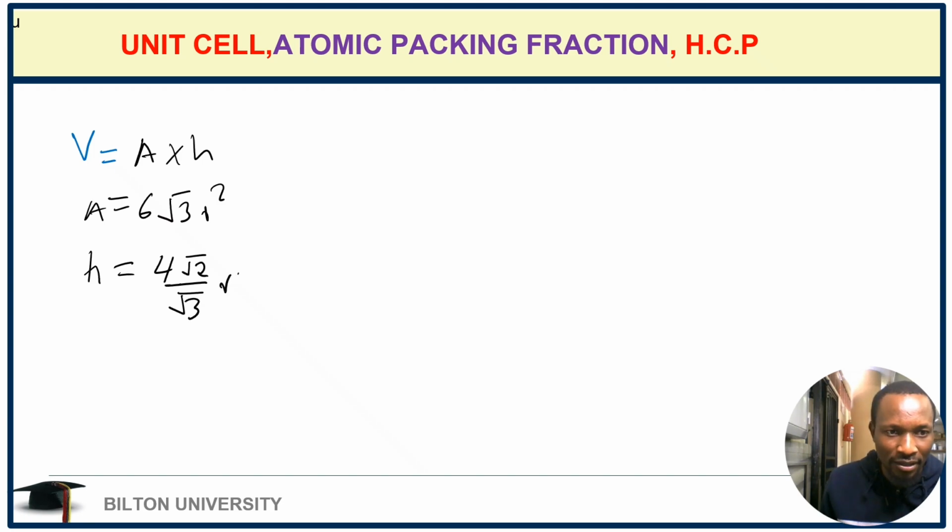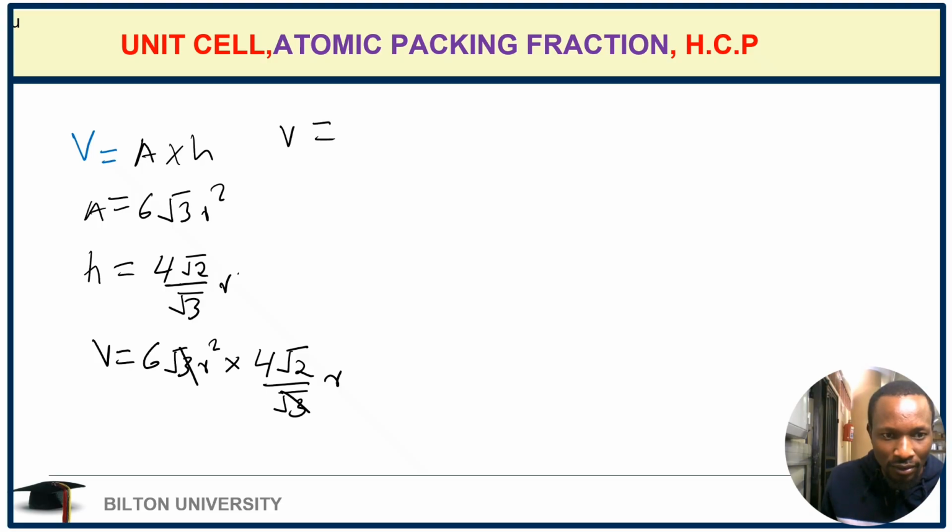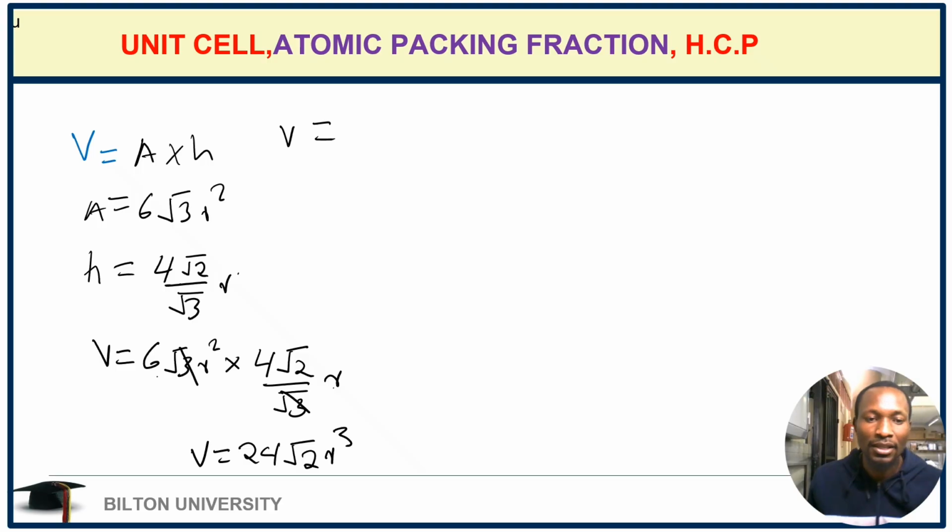So we can calculate the volume by saying that volume is equal to area times height, and our area is 6 root 3 r squared times the height, which is 4 root 2 over root 3 r. So root 3 can cancel root 3, and 6 times 4 is 24. So volume is equivalent to 24 root 2 r, times r squared, which gives us r cubed. So this is the total volume of H.C.P in a unit cell.